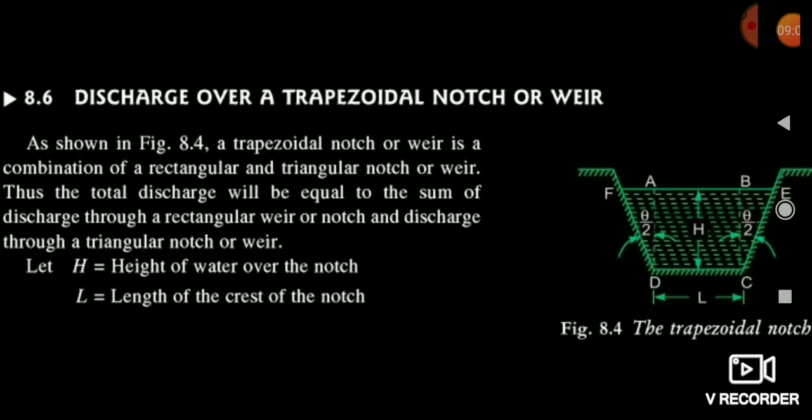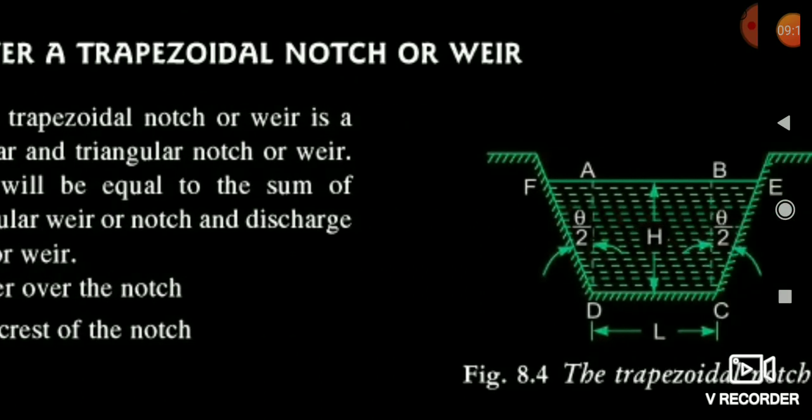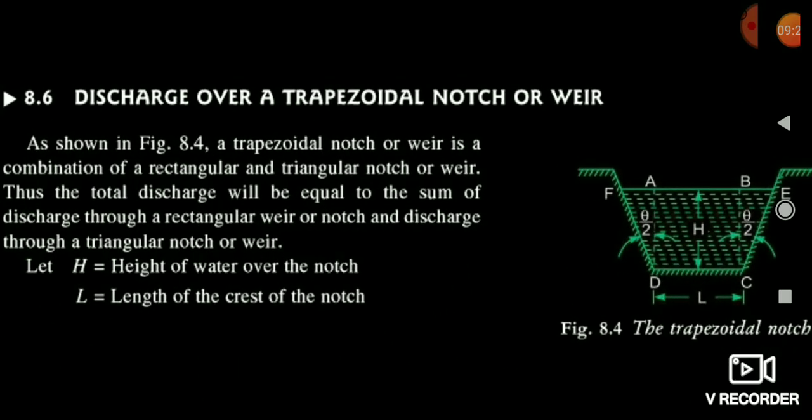Now friends, you can see the discharge over the trapezoidal weir or trapezoidal notch. Friends, what is a trapezium? Trapezium is nothing but a combination of rectangle plus triangle. Two triangles, one rectangle. You can clearly see here: one rectangle ABCD, and two triangles ADF and BCE. There are two triangles and one rectangle. If you join them together, then it is going to be a trapezoidal shape.